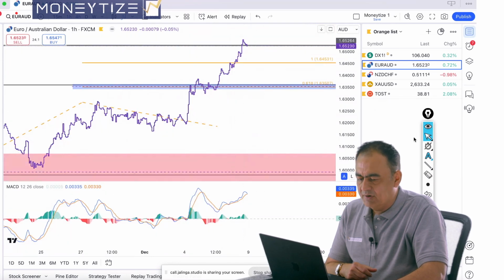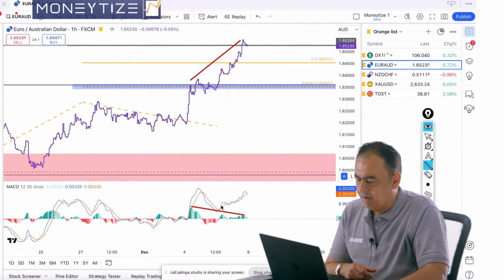Now based on the 1 hourly chart, I can see that it has reached an important area of resistance. It's the BOS level. There is a probability of pullback because MACD histogram has started creating bearish divergence, and on MACD lines, there is a potential bearish divergence coming up. It's not yet completed, but yes, there is a high potential.